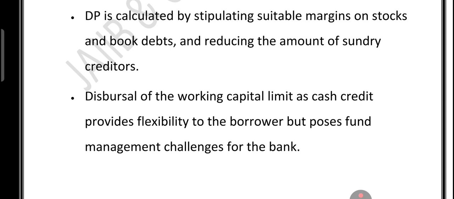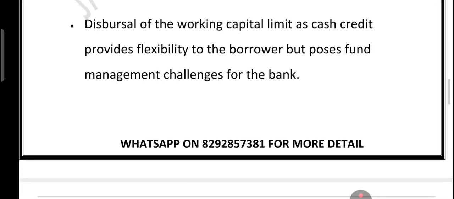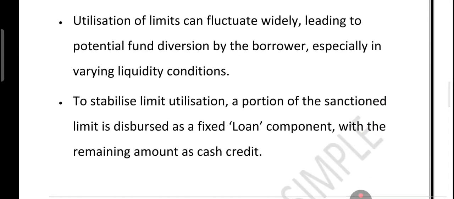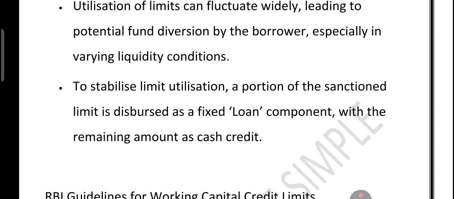Basically, the solution is that we have to split the working capital limit into two parts, right? The loan component and the cash credit component. The loan component is a fixed part disbursed as a term loan, and the cash credit component is a flexible part used as needed. So basically the problem, as I told you, is that in a CC account the borrower is getting full freedom, but for the bank it is like riding a roller coaster.